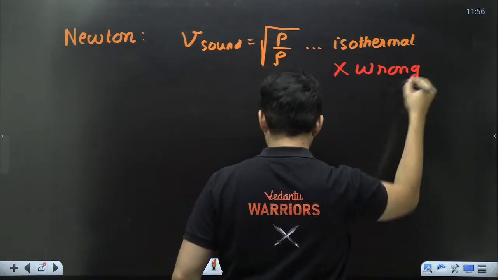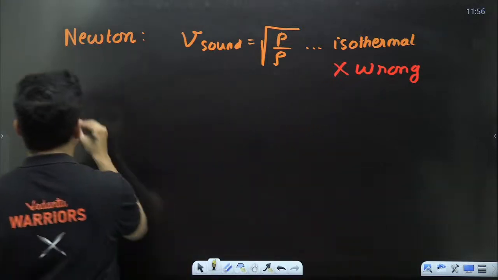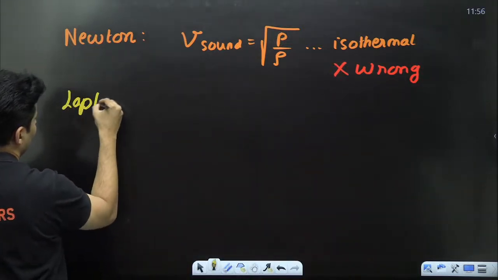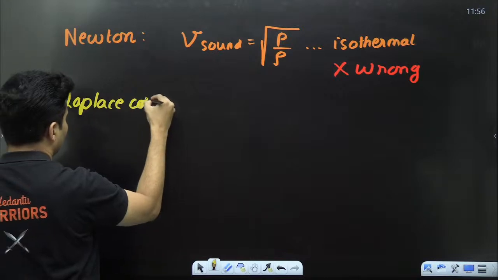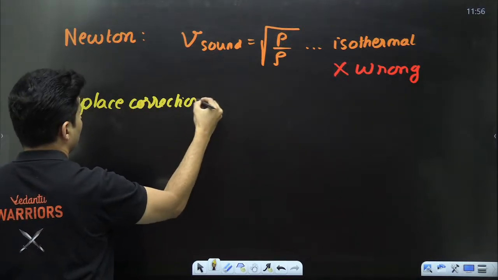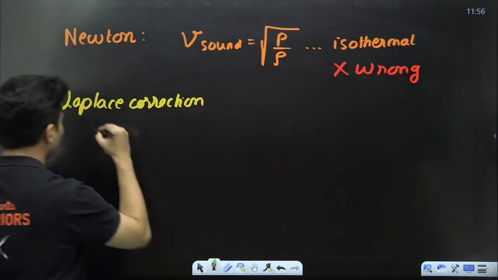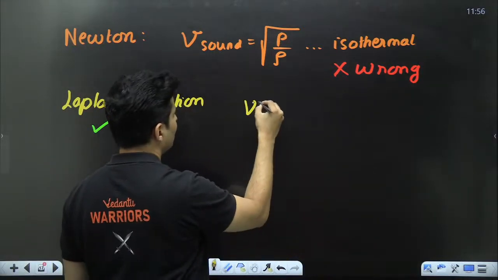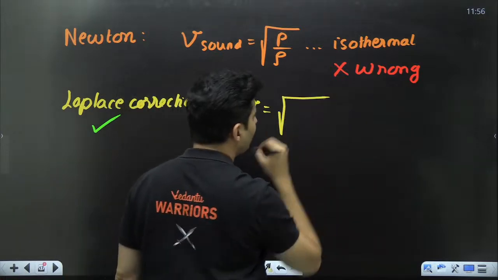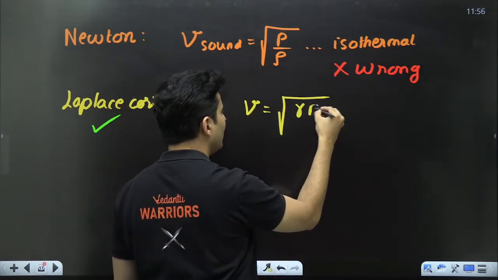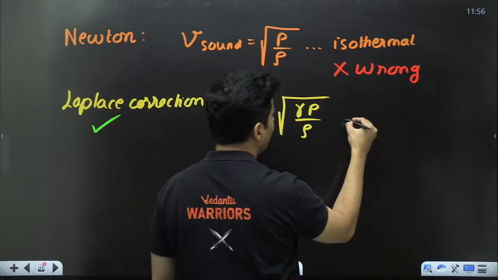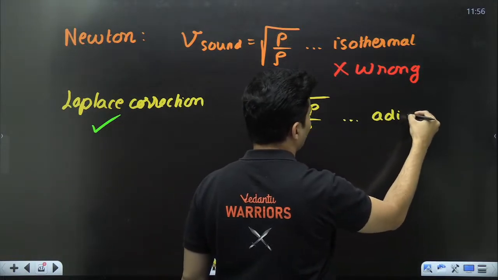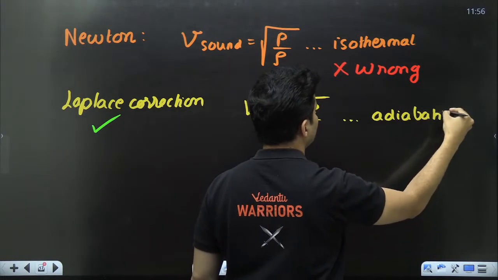Who corrected him? Laplace. So that's why you have Laplace correction, and this Laplace correction gives you the correct formula for the speed of sound. And what is that formula for the speed of sound? It comes out to be root of gamma p by rho. This is assuming the process is adiabatic in nature.